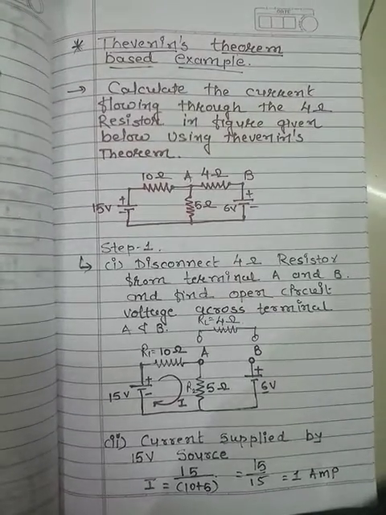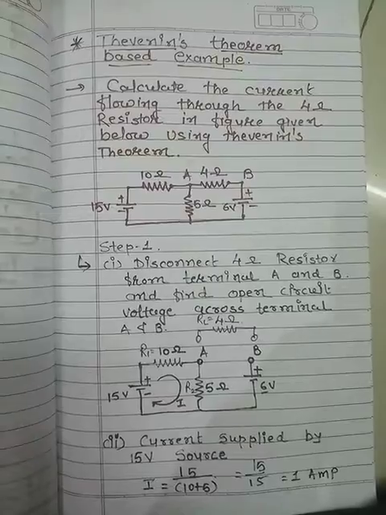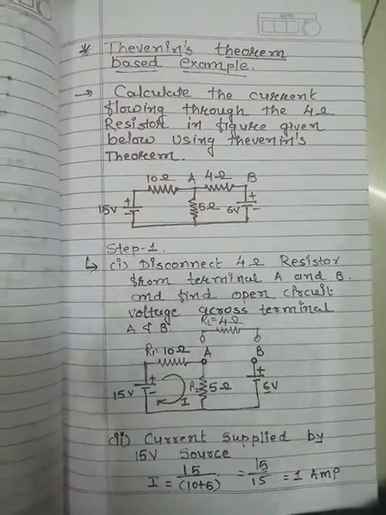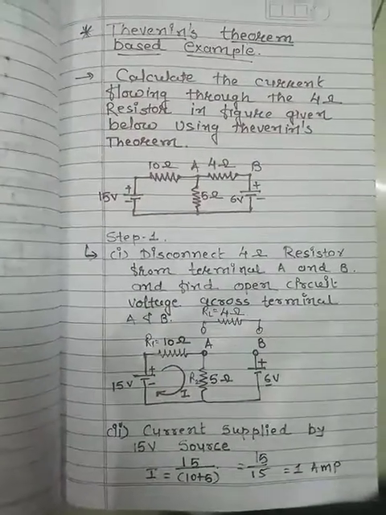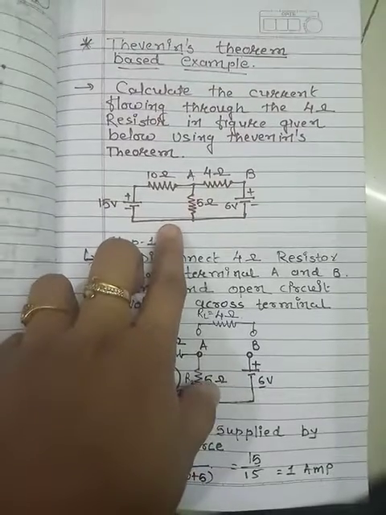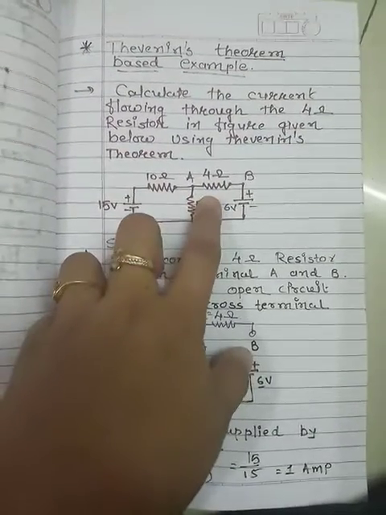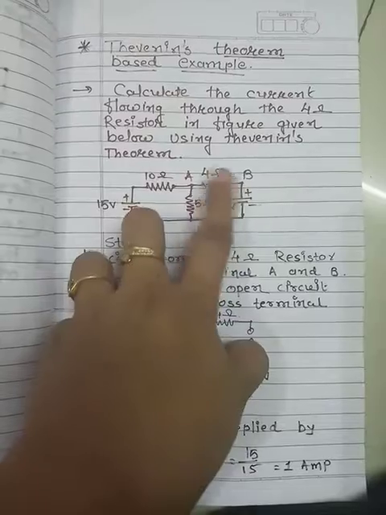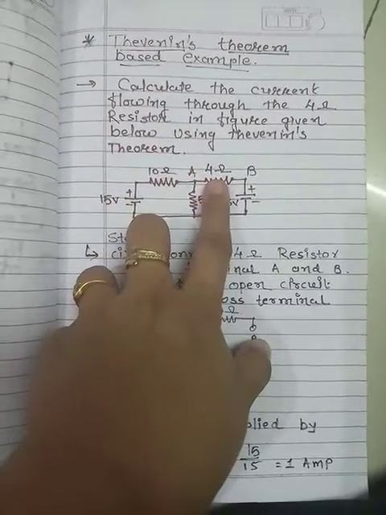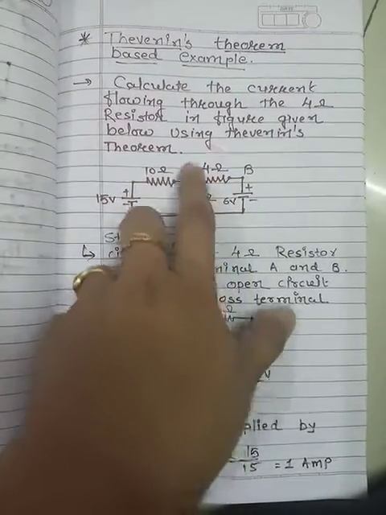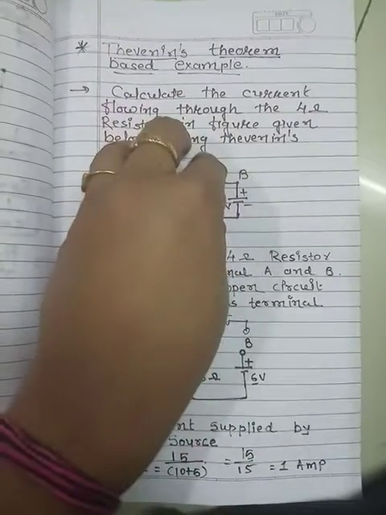This is an example based on the Thevenin theorem, that is, how to apply the basics of the Thevenin theorem to find the current through the element of interest. Suppose a network is given and you are asked to find the current I passing through the 4 ohm resistance. So how do we apply the Thevenin theorem? First, you have to disconnect the 4 ohm resistance from the given network.